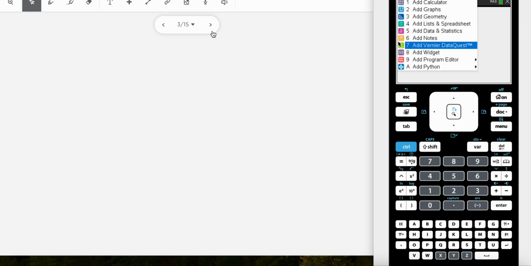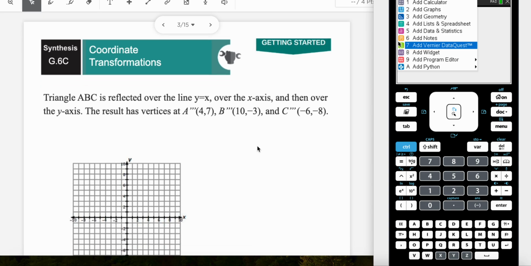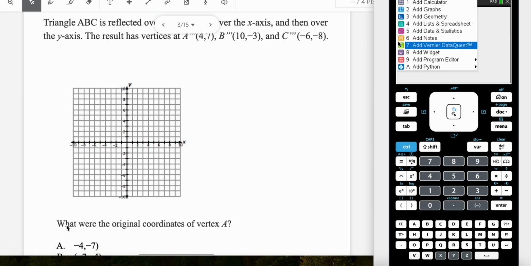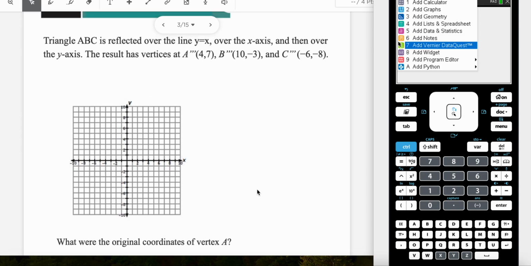All right. Slide 3. It says triangle ABC is reflected over the line y = x, over the x-axis, and then over the y-axis. The result has vertices at A prime prime prime (4, 7), B prime prime prime (10, -3), and C prime prime prime (-6, -8). What were the original coordinates of vertex A?